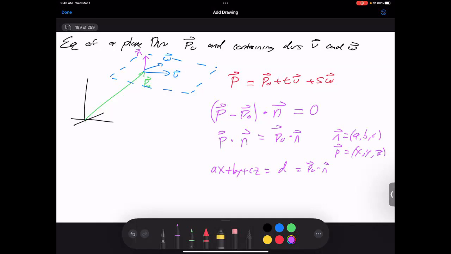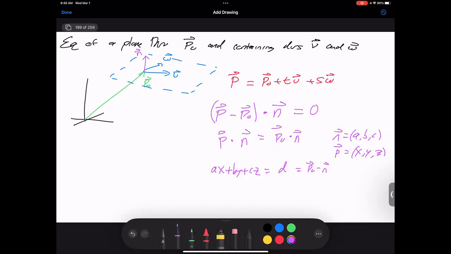If I wanted a parallel plane, I could just shift everything up. I could have a different base point. And all that's going to do is just change the value of D over here. It's like having two parallel lines. I can have two parallel planes. I need, however, the normal vector. I need a vector that's perpendicular to V and W. Can somebody give me a vector perpendicular to V and W?